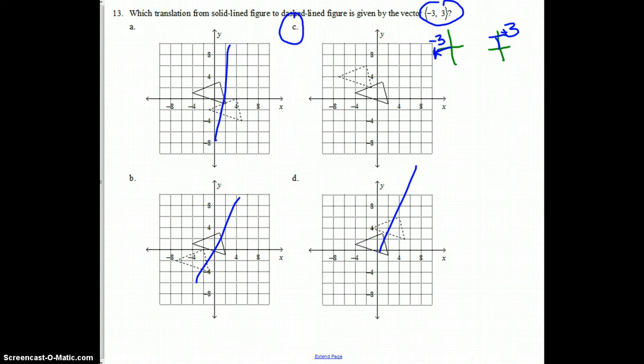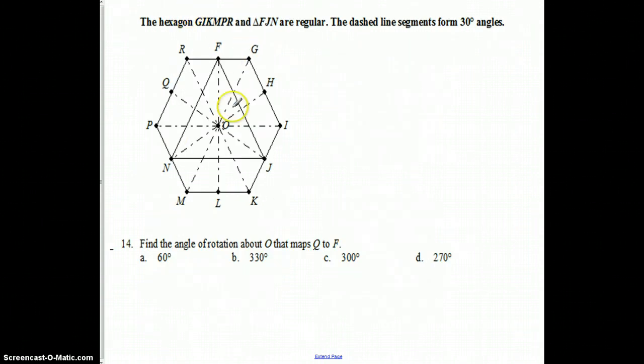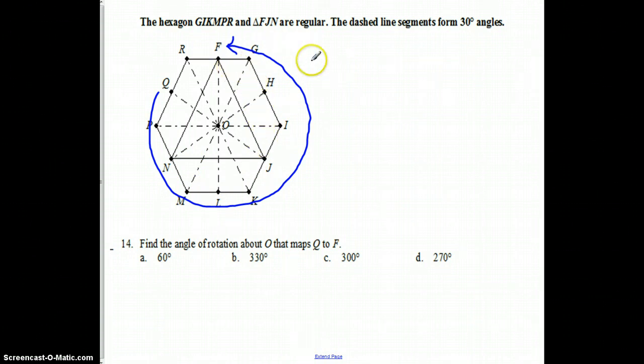Okay. Let's take a look at this next one. On this one it says that you have a triangle and you have this hexagon that are regular. And it also says that they have 30-degree angles in here. It says find the angle of rotation around O that maps Q onto F. So they want to go from Q onto F. So 30, 60, 90, 120, 150, 180, 210, 240, 270, 300. So that would be 300 degrees.